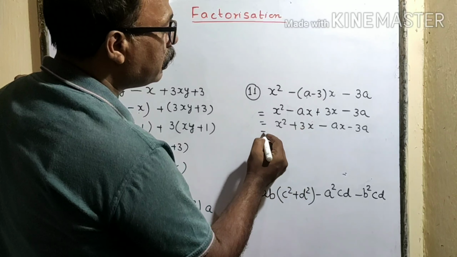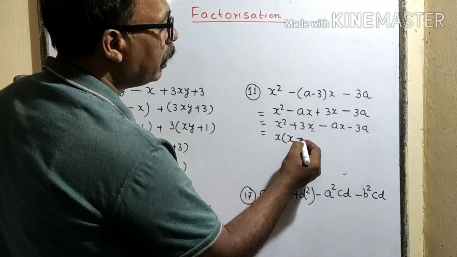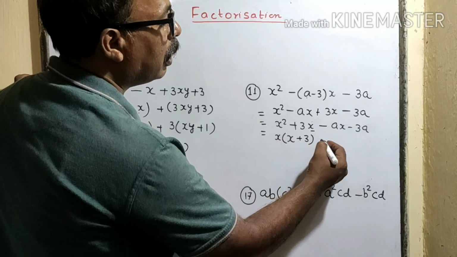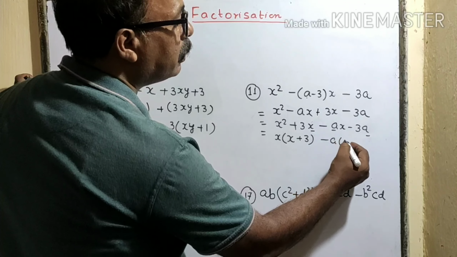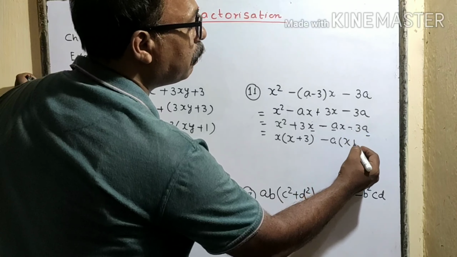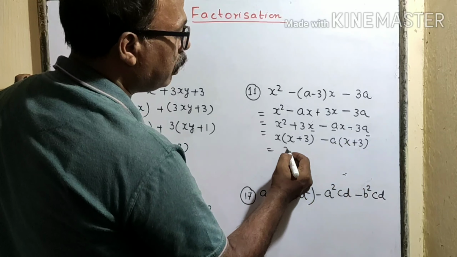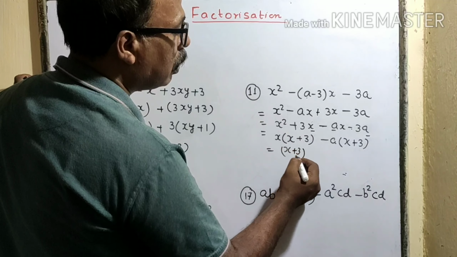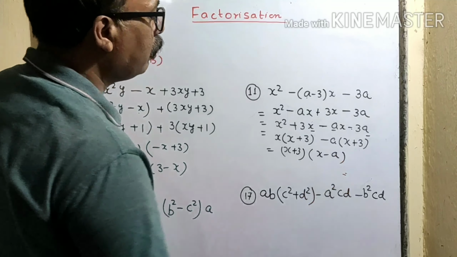Between these two, we'll see common, x is common. So x is taken common, so it will be x plus 3. And here what is common? a is common to both. So it is a, it is x minus minus, it is plus 3. So one of the factor is x plus 3. And the other factor is x minus a. This will be your answer part.